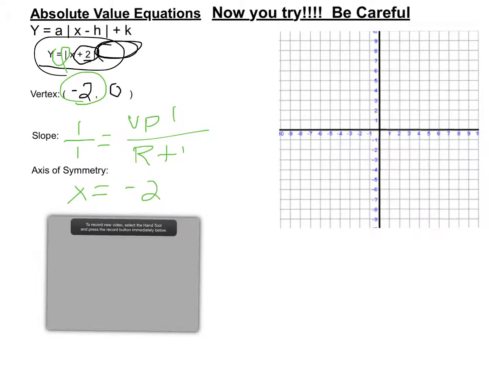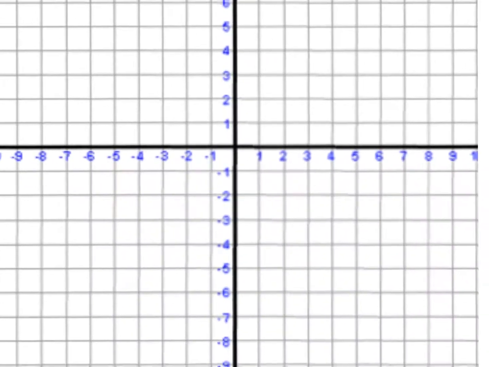Alright, so now let's take care of business. We got everything we need, so let's go to our graph. So our vertex is going to be -2, 0.